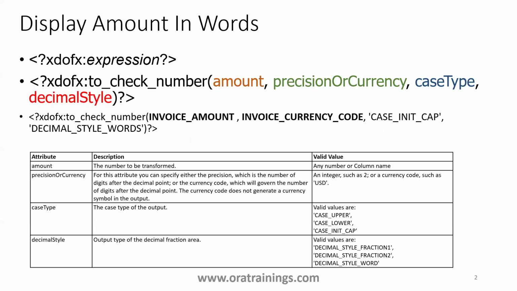We have a function called xdofx:2_check_number, which has four parameters. The first parameter is an amount, the next one is a precision or currency type, and the next one is a case type and the decimal values. You have to use this function in the RTF template to display the number in words.